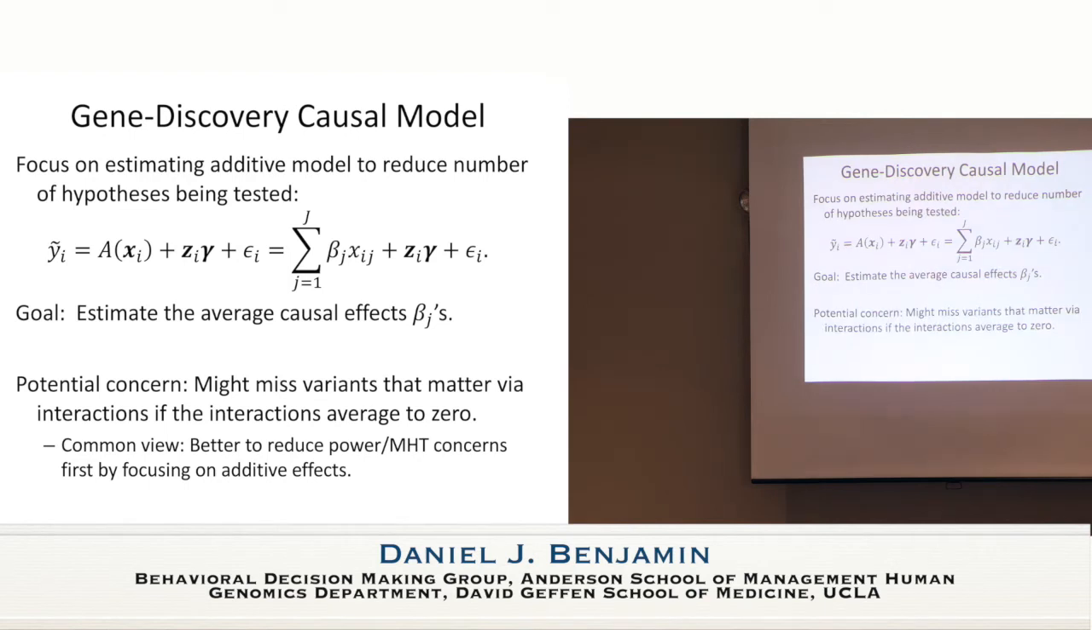OK, so we're going to focus on the additive model and try to estimate these average effects, these beta J's. That means we're going to potentially miss variance that matters via interactions. If the interactions average to 0, we might also miss variance that matters but has maybe over-dominant effects, and so they average out to 0.